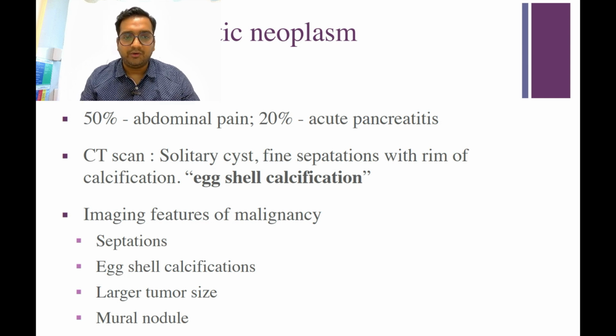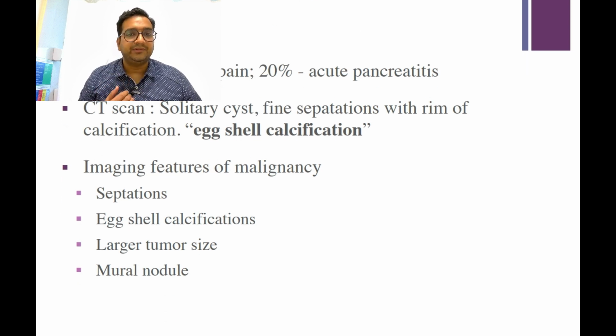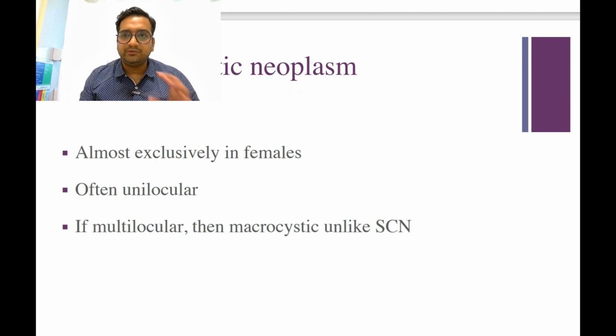Now there are certain features on imaging which indicate presence of malignancy: presence of septations, eggshell calcification, large tumor size of more than 5 centimeters, and presence of mural nodules. These are the features which favor malignancy in mucinous neoplasms. It is almost exclusively seen in females, often unilocular, and if multilocular, then generally macrocystic. This differentiates it from serous cystic neoplasm, which is generally multilocular but microcystic.